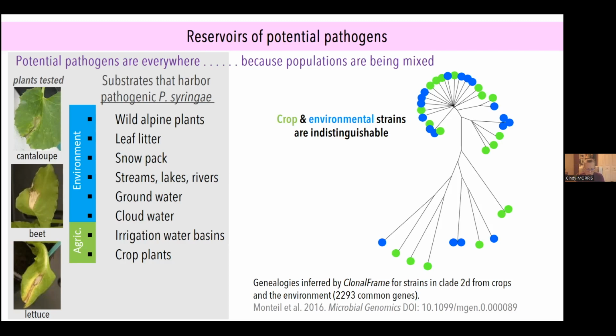She looked at whole genome sequences of strains that were from crops and environment. And when you make the tree, the genealogies inferred by ClonalFrame, they're all mixed up. If you pulled a strain out at random, you wouldn't be able to say this is an environmental strain or this is a crop strain. So they're all mixed up. This is reinforcing the idea of mixing, but I've just been telling you that Pseudomonas syringae is flying everywhere. So this is totally coherent with what we have been seeing in the environment.